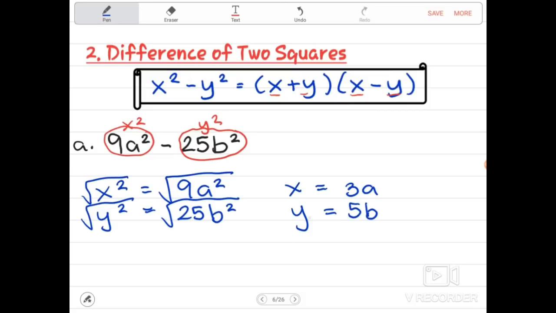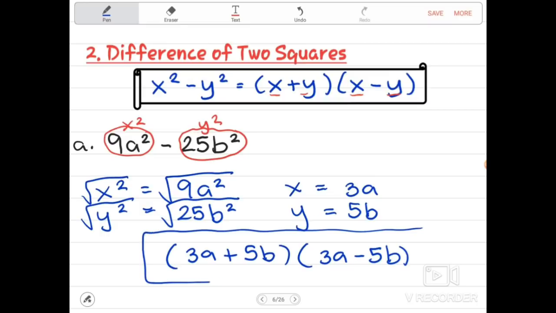So, ito na. Meron na tayong value ng x and y. Substitute lang natin sa formula. So, our final answer will be, what is x? That is 3a. 3a plus 5b times 3a minus 5b. So, ito na yung ating final answer. So, pwede silang magka-interchange siya. Pwedeng mauna si minus kesa kay plus. Parehas lang naman yun eh. Next, letter B.